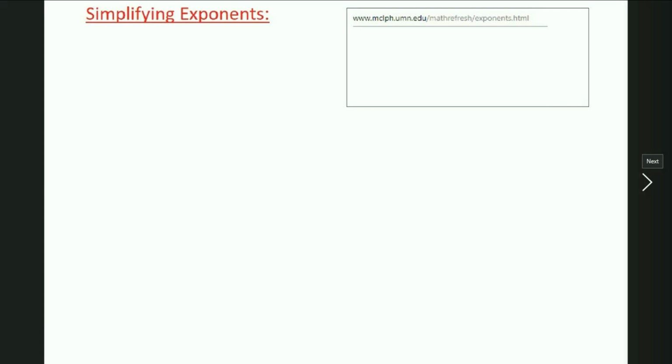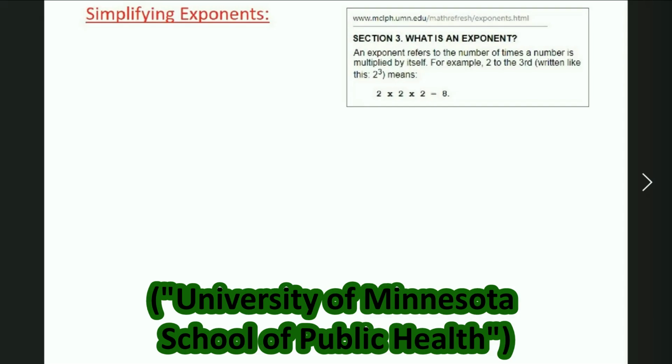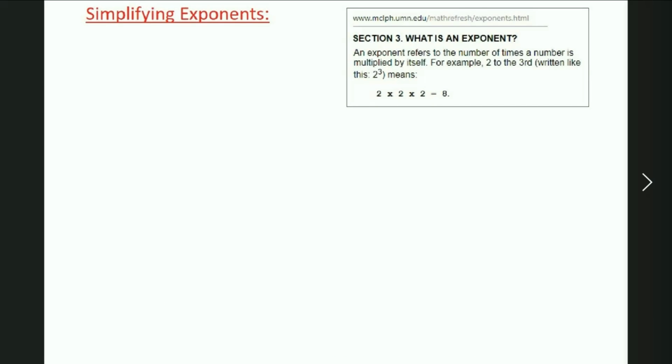Alright, so we're looking at simplifying exponents, and I pulled this particular definition from mclph.umn.edu. So our definition here says, what is an exponent? An exponent refers to the number of times a number or a base is multiplied by itself. So 2 to the third power means 2 times 2 times 2 equals 8. So 2 is our base, 3 is our exponent.